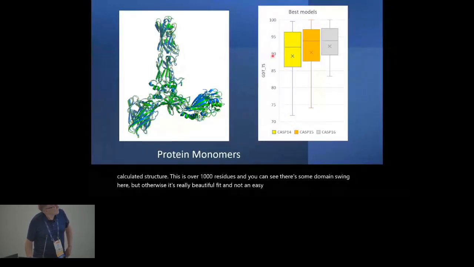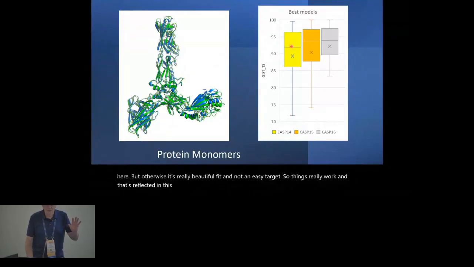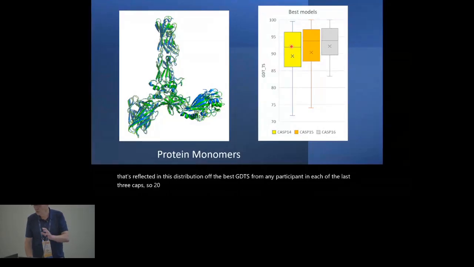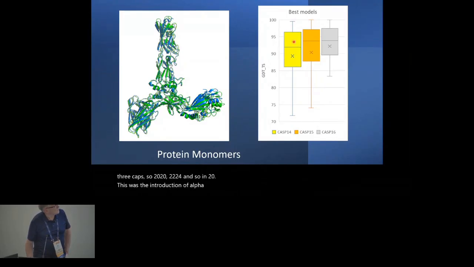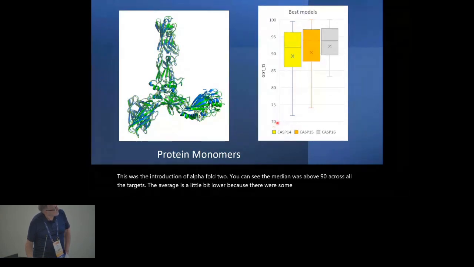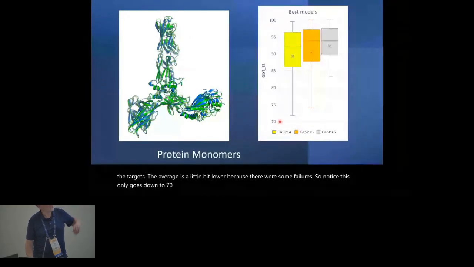So things really work, and that's reflected in this distribution of the best GDT_TS from any participant in each of the last 3 CASPs. So 2020, 22, 24. And so in 2020, this was the introduction of AlphaFold 2. You can see the median was above 90 across all the targets. The average is a little bit lower because there were some failures. So notice this only goes down to 70. So we're just looking at the top end.